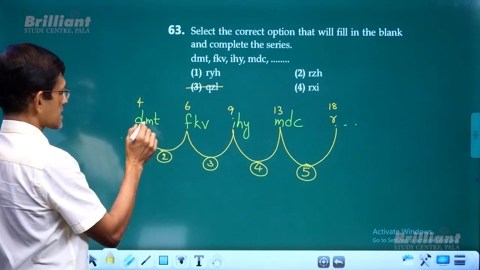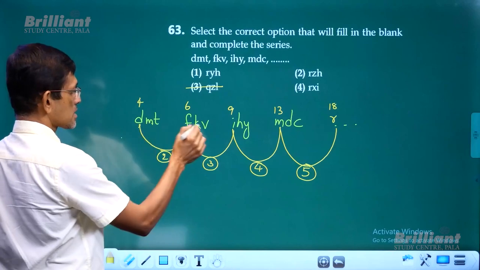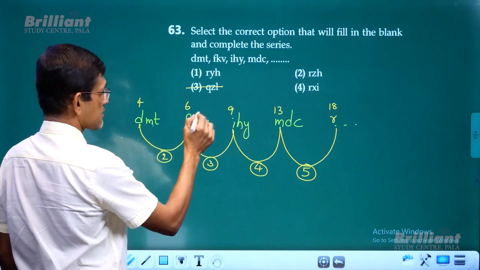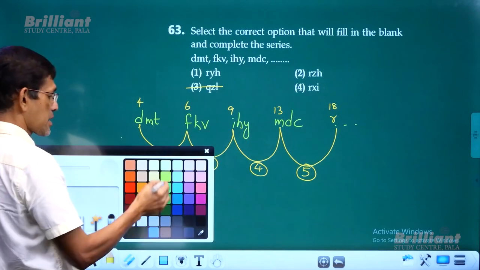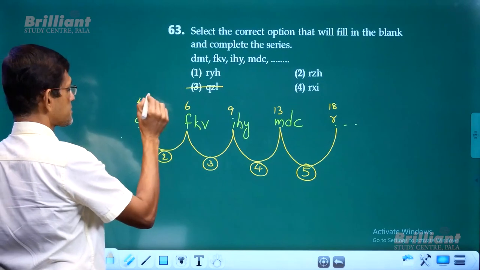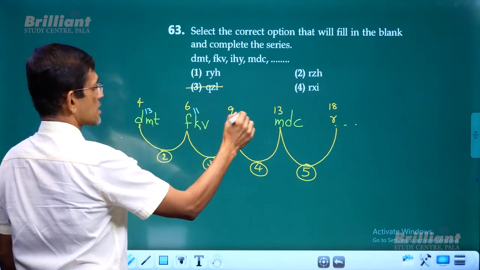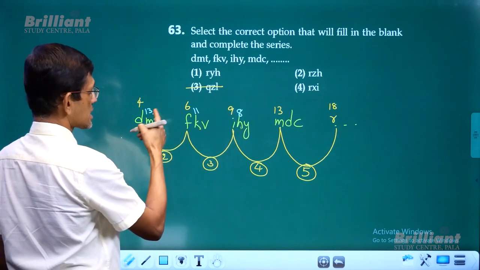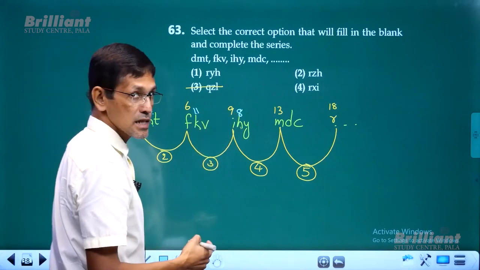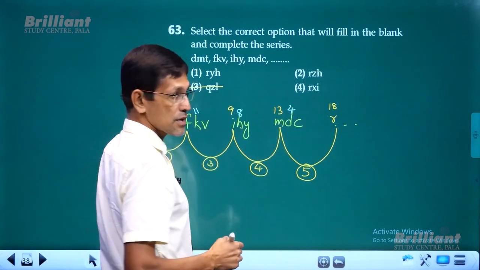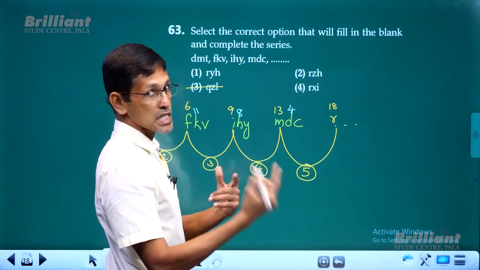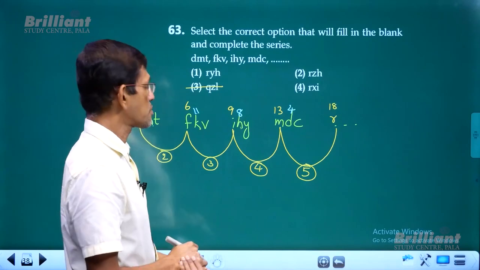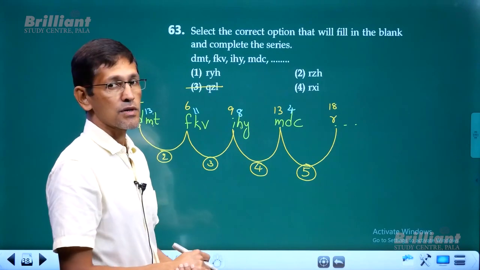Now look at the second letters. M, K. M is 13, K is 11. So minus 2, and this is 11, and this is 8. Let me write it down. So this is 13. This is 11. This H is what? 8. So this is minus 2. 13 minus 2 is 11. 11 minus 3 is 8. 8 minus 4 is 4. Then 4, next one is minus 5. So 4 minus 5, how much do you get? Minus 1.